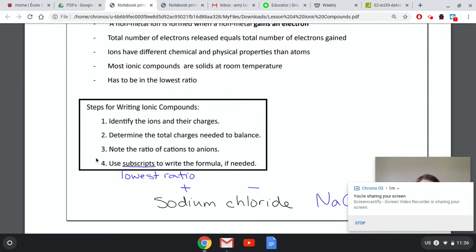Here are your steps for writing your ionic compounds. You need to find the charges in your data booklet. Determine how to balance them by crossing the charges, and then we're going to use subscripts if we cross charges that are not 1.